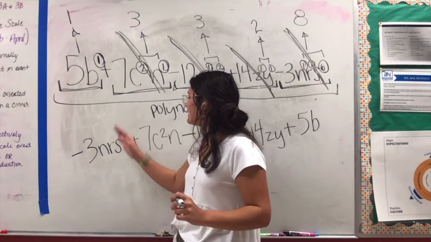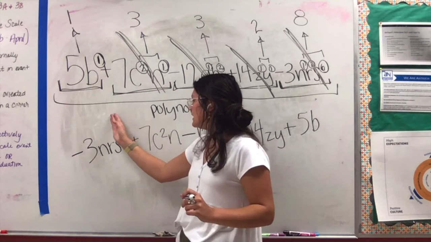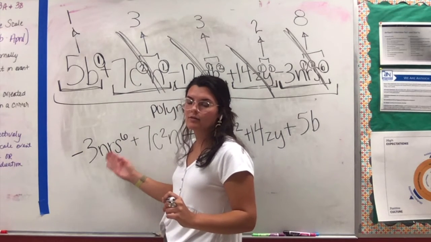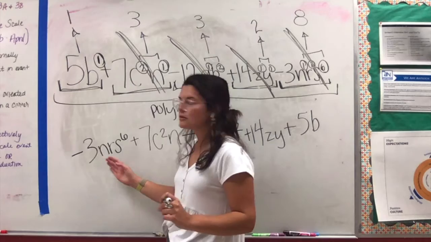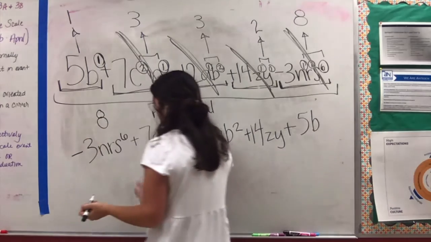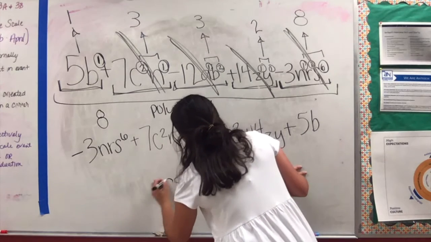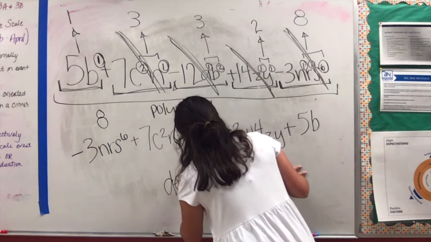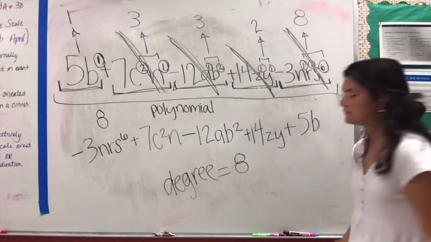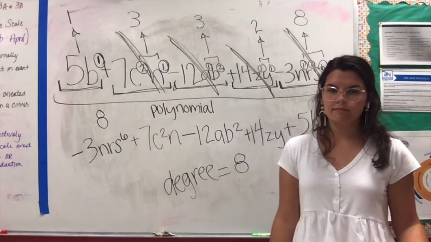We want to find the degree of the first term, because when it's in standard form, this term is going to have the biggest degree. So this is going to be 8. We've already figured it out. So the degree of the whole polynomial is going to be 8. All right.